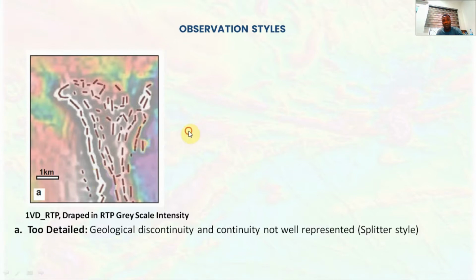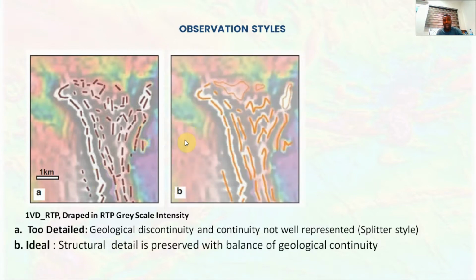Another style one could use is an ideal kind of style, which is not so much detail, and can actually preserve some structural details, and also have some balance with geology and some balance with your structures. That is the second kind of style, which is most ideal.